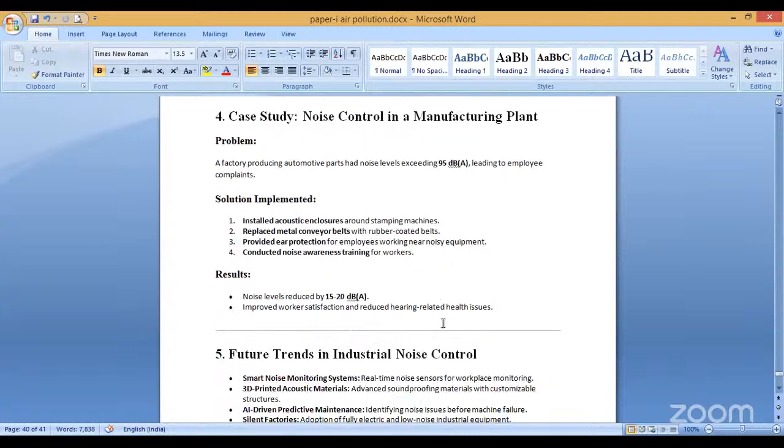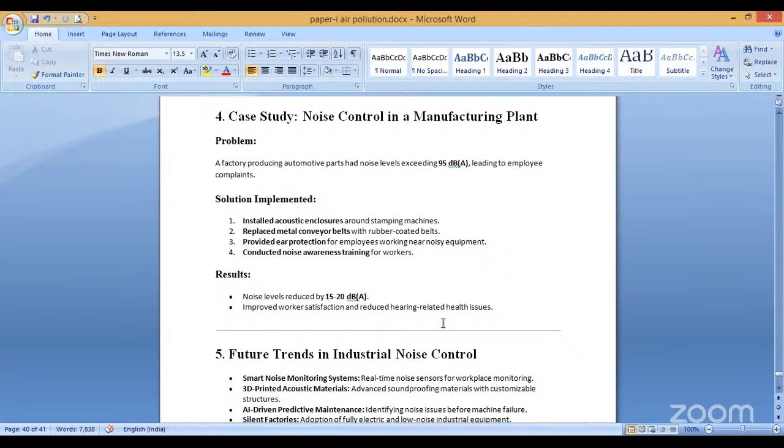Next one is a case study: noise control in a manufacturing plant. A factory producing automotive parts had noise levels exceeding 95 decibels. The solution implemented: installing acoustic enclosures around the stamping machines, and replacing metal conveyor belts with rubber coated belts.